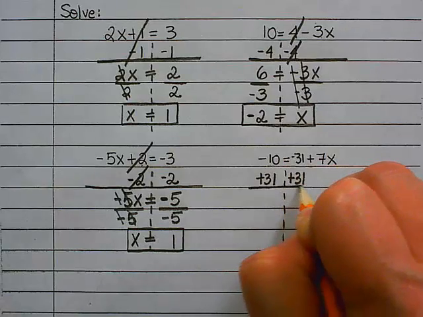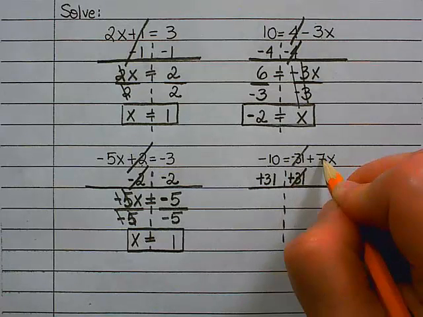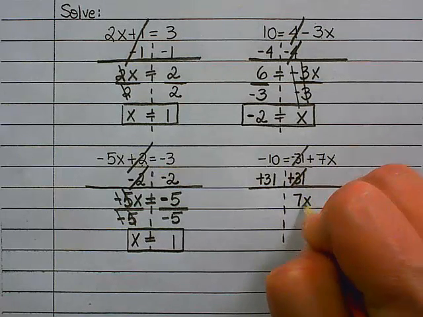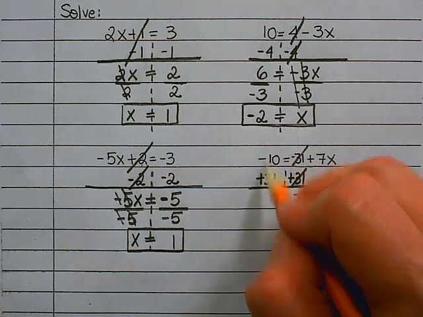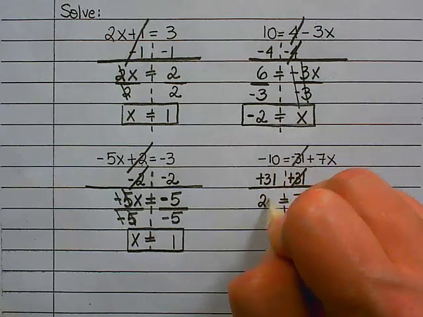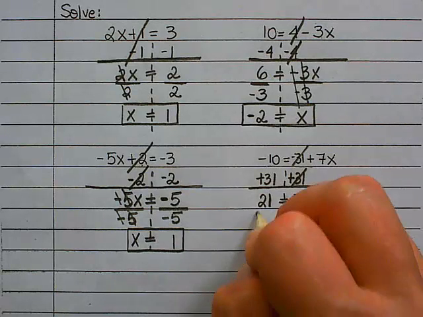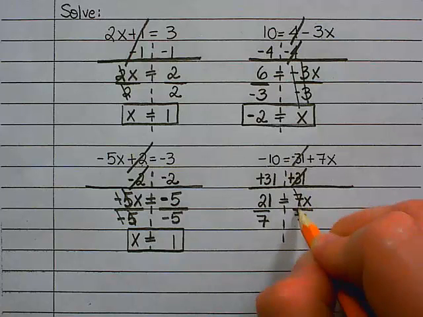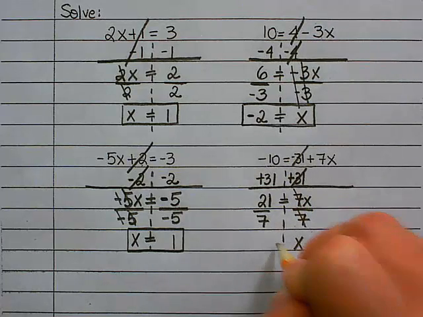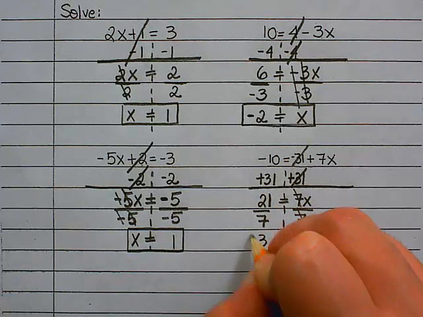Alright, now that we did it on both sides, make sure you put a line. Negative 31, positive 31 cancels. That means you're going to bring down the 7x. Equal sign. And negative 10, positive 31. Signs are different, so we're going to subtract. So this would be 21, positive. And we want the x alone, so we're going to divide both sides by 7. So now that we divided, we're going to cancel the 7s, and we get x equals 21 divided by 7, which is 3.